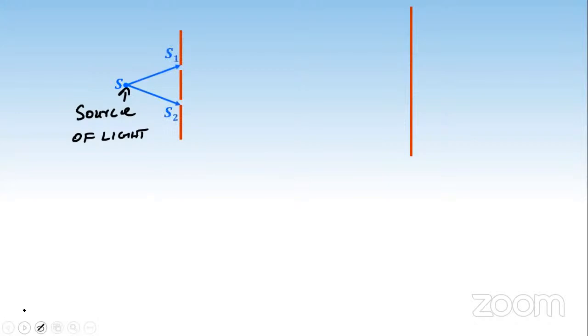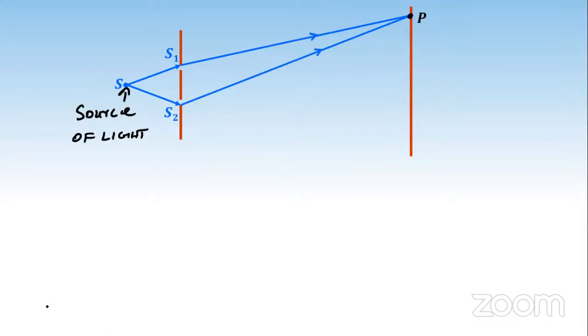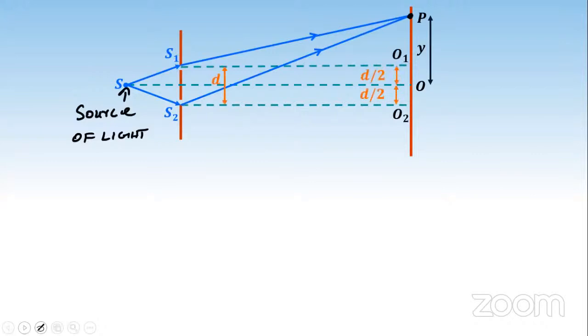Suppose you are having a source of light. This is a source of light. And from these sources of light, the light rays are going out. So they will meet here on the screen at a point, say P.